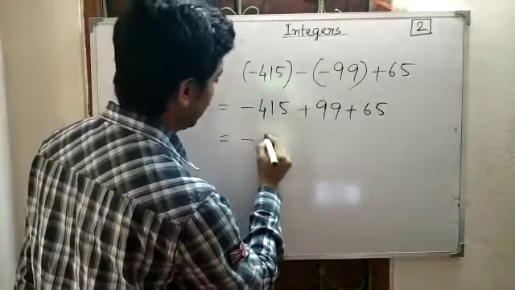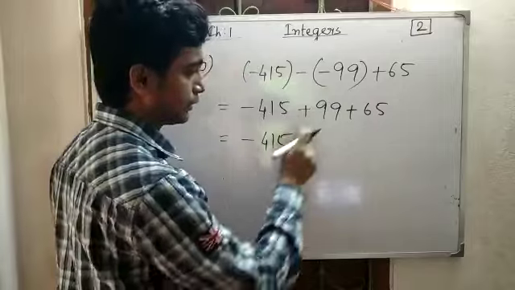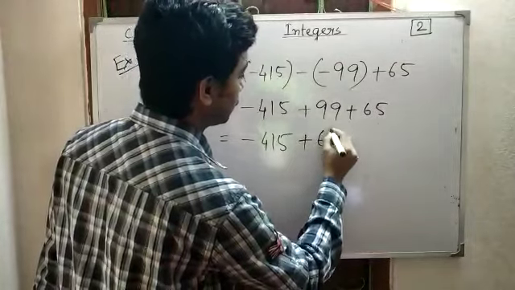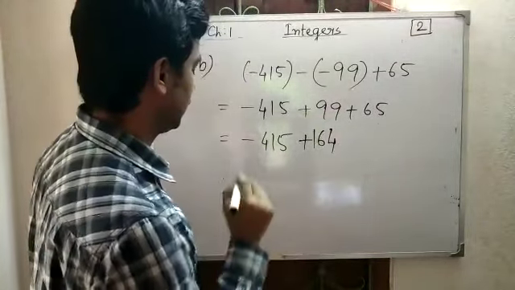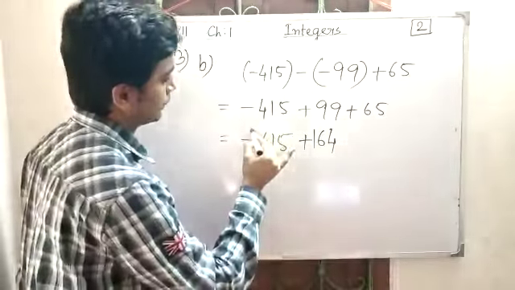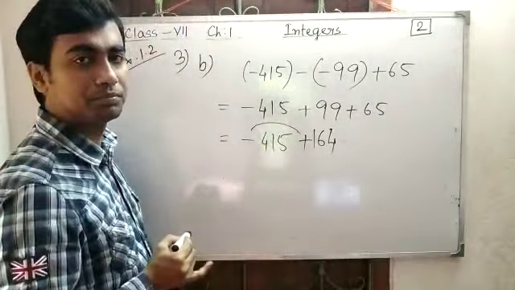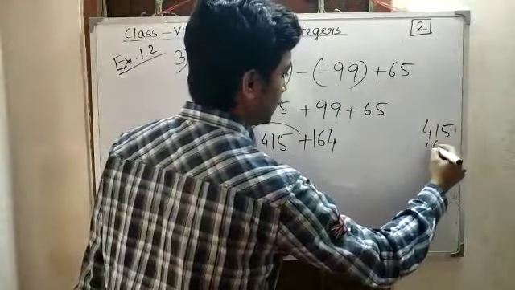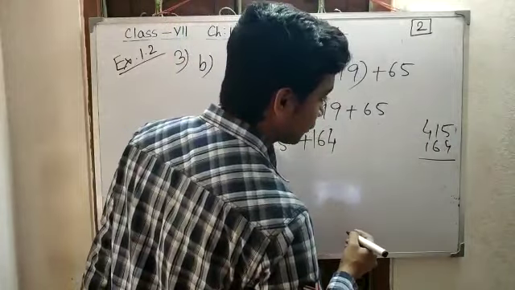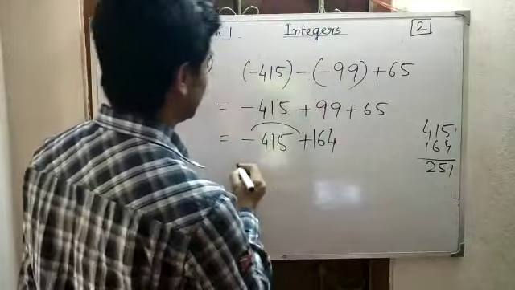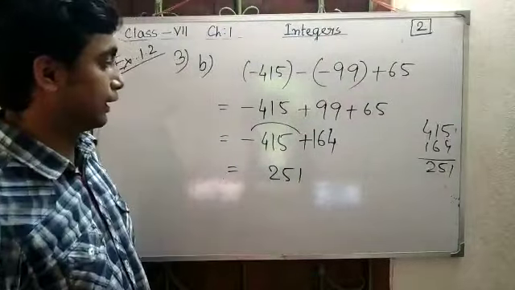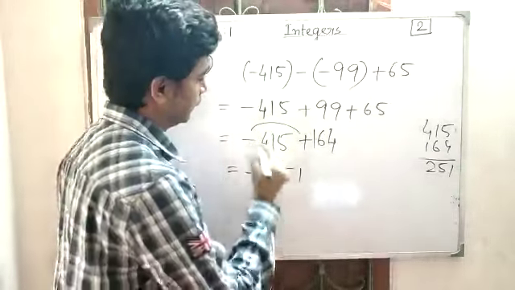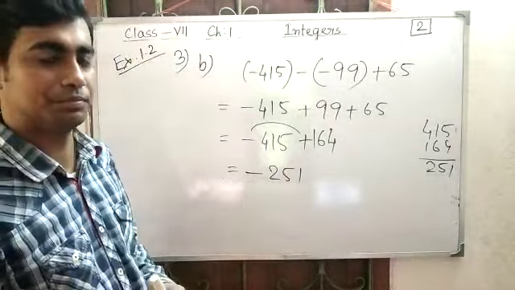Okay, then minus 415, it will remain as it is. 99 plus 65, it will be, I have calculated here, it is 164. Okay, then again the operation on integers, they are same in sign or different in sign? They are different in sign, so we have to subtract. So 415 minus 164, I have also calculated this here, 251. Now sign of the greater integer. So which one is greater, 415 or 164? 415. So it will be minus 251. Okay. This way we can solve.